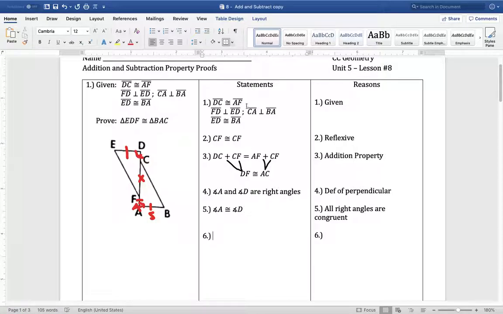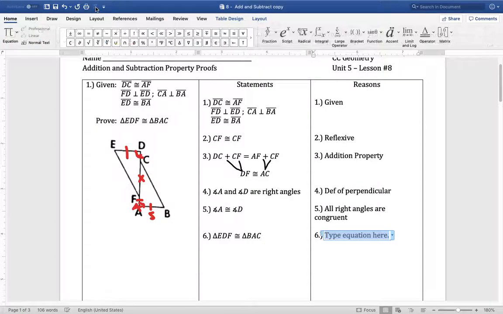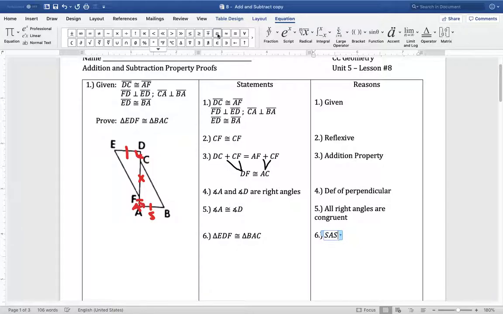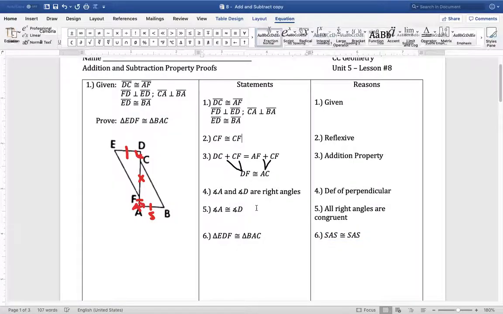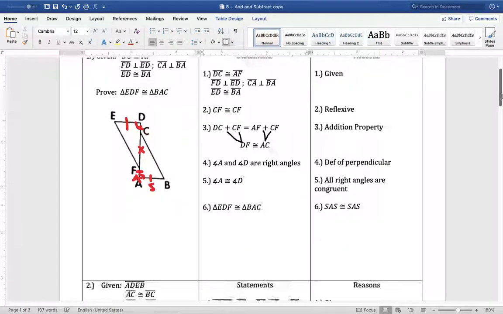So we have everything we need. We already have this piece here. We have the right angles are congruent, and then we've got the longer piece we use with addition. So I could say this step right here, and the reason is side angle side. So I'm going to say side angle side is congruent to side angle side. All right, so that's the addition version of these proofs.